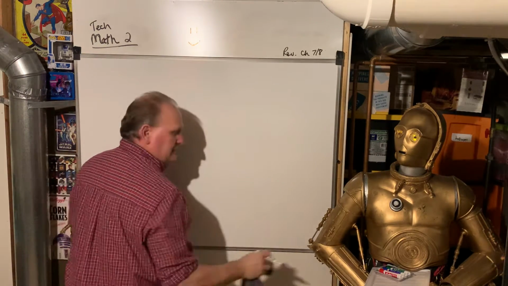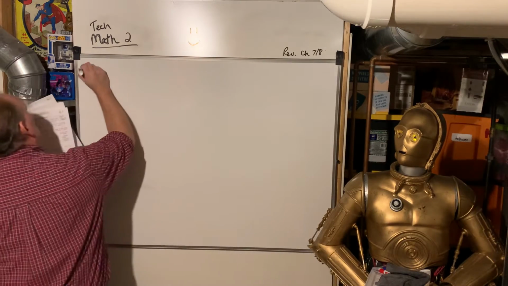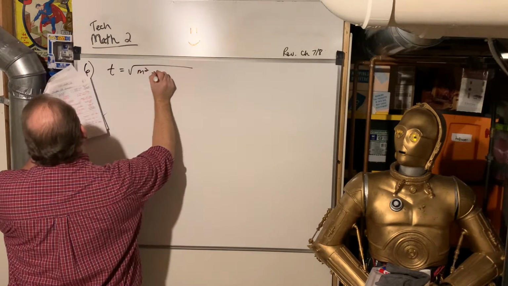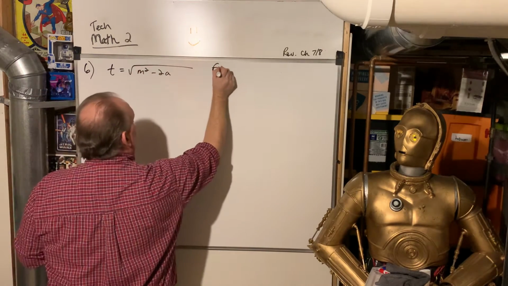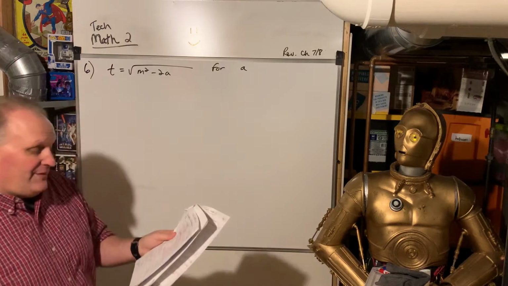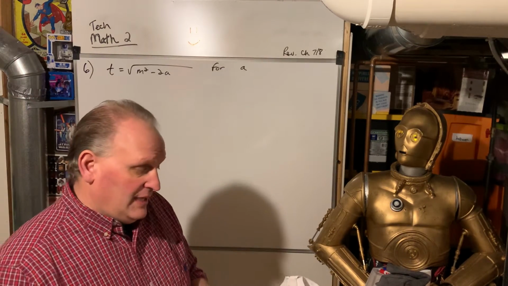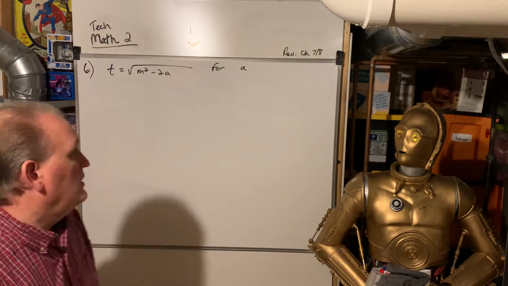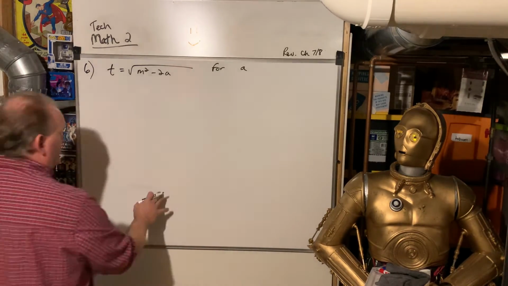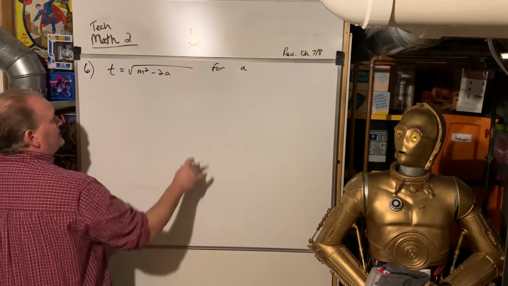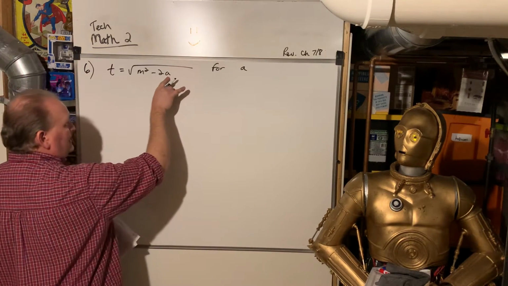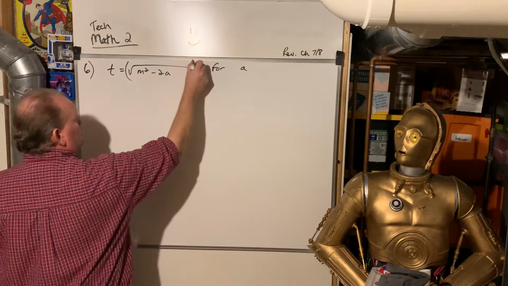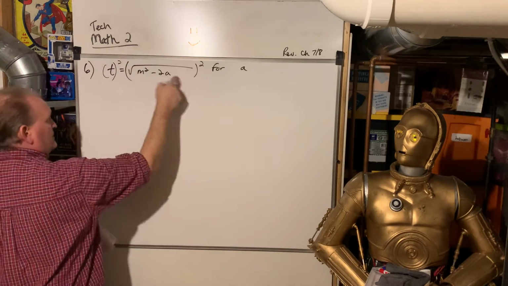Let's take a look at 6. Solve for a, so t is equal to the square root of m squared minus 2a, for a. So this time they do not give us values to put in. So now we're kind of shifting to a different kind of problem solving. We don't have numbers to work with. We've got all these variables. So they basically are saying treat a like it's the only variable and treat everything else like it's a number. So the first thing we would do is square both sides to get that out of the square root.